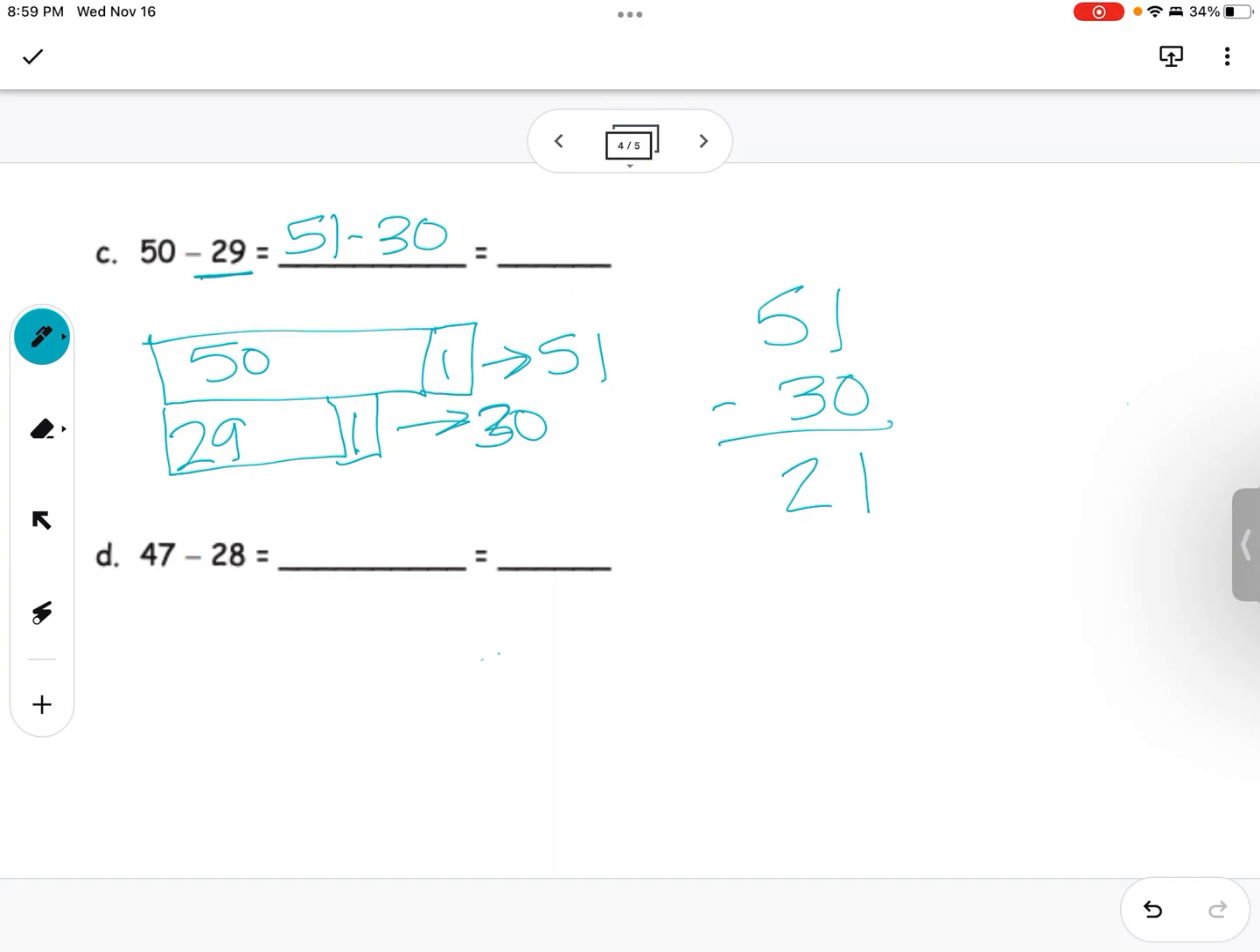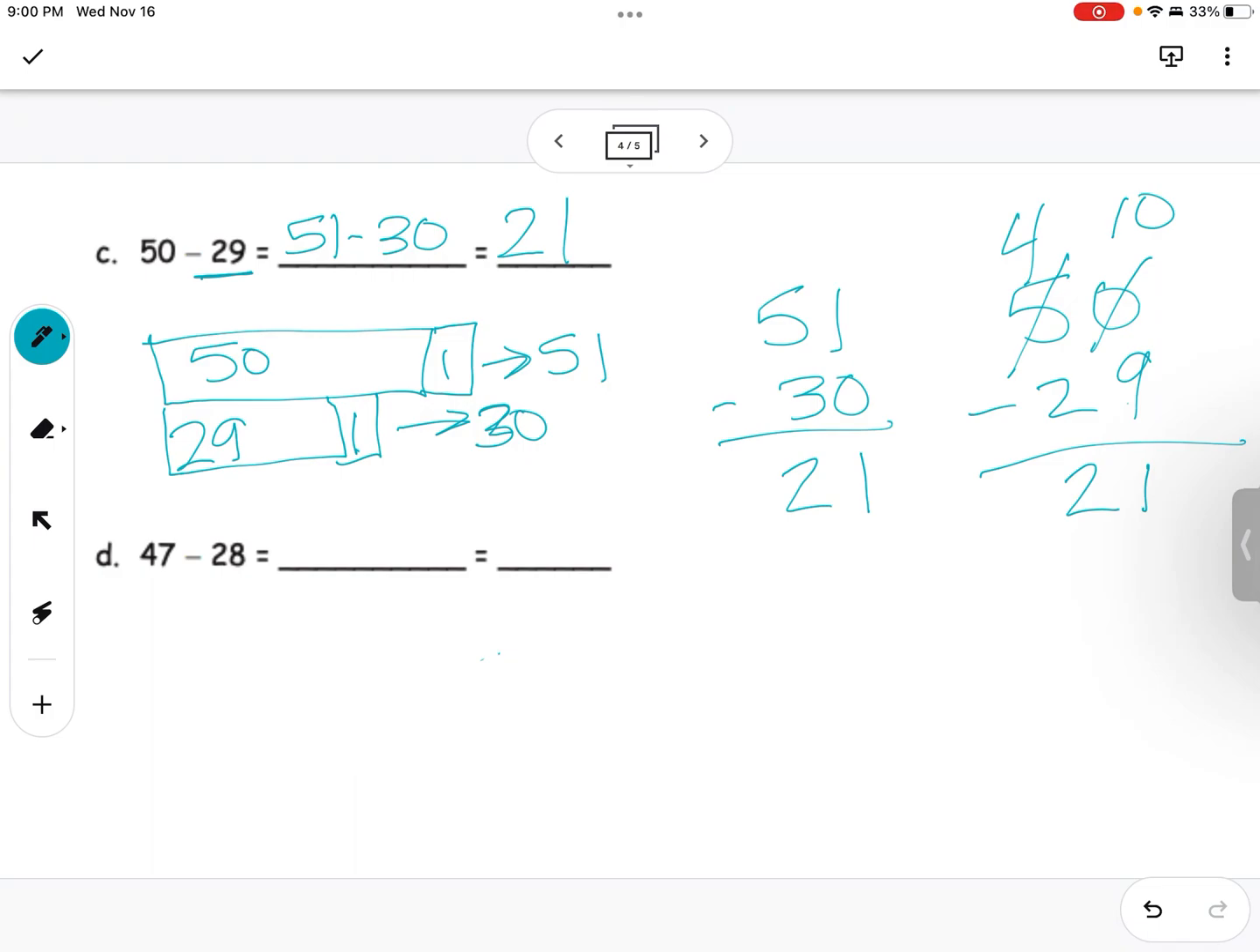If I go back to my original equation to attempt to solve, I have 50 minus 29, and I look at having 0 ones trying to subtract 9 ones, and I can't do it. So I'm going to go down by 1, up by 10. So now 10 minus 9 equals 1. 4 minus 2 equals 2. Both equations gave me the same difference, so my answer to these equations is 21.